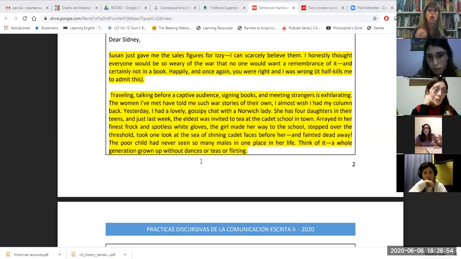Lovely, gossipy. These are adjectives pre-modifying chat. With a Norwich lady is a prepositional phrase, right? And then Norwich is modifying the kind of lady, which is a noun, okay? So this is a simple sentence. Yesterday I had a lovely gossipy chat with a Norwich lady, okay? Yes? Okay. Good. Let me check the time.